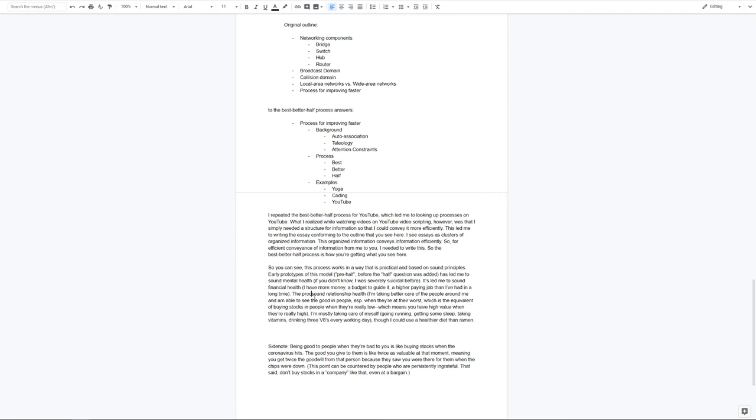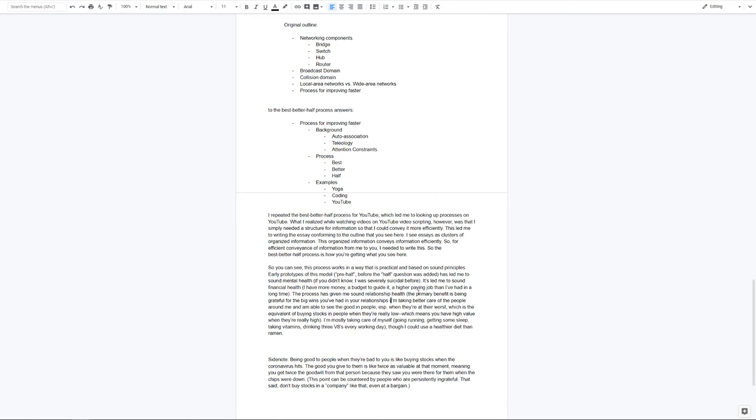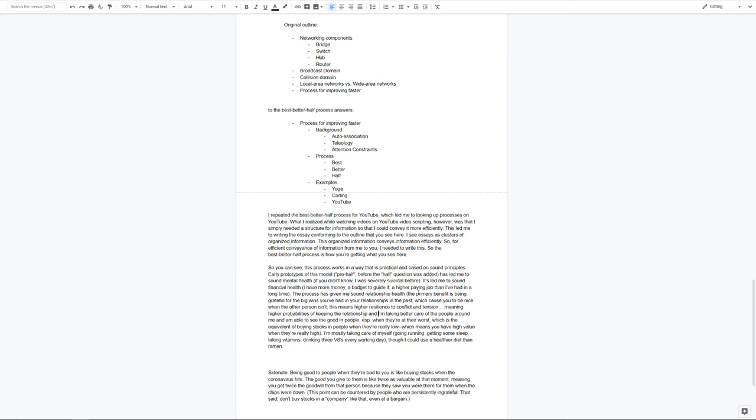The process has given me sound relationship health. The primary benefit is being grateful for the things, the big wins we've had in relationships in the past, which cause you to be nice when the other person isn't. This means higher resilience in conflict, meaning higher probabilities of staying in a relationship and improving and nurturing it.